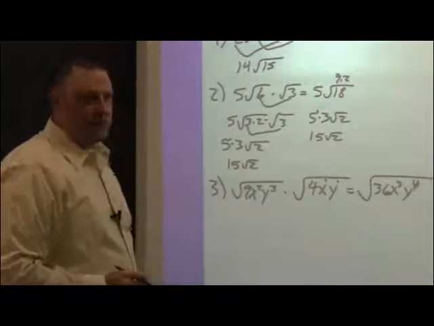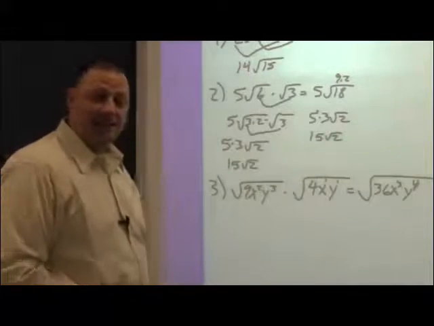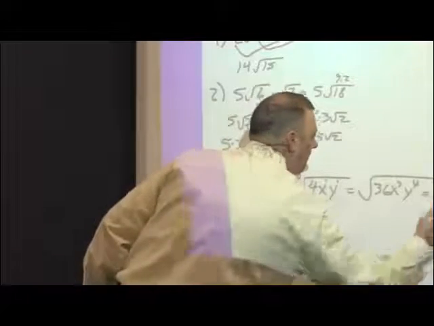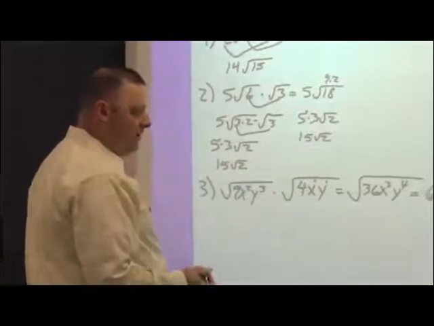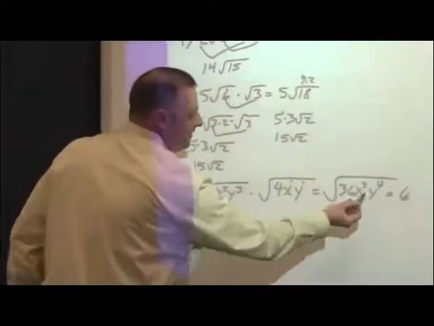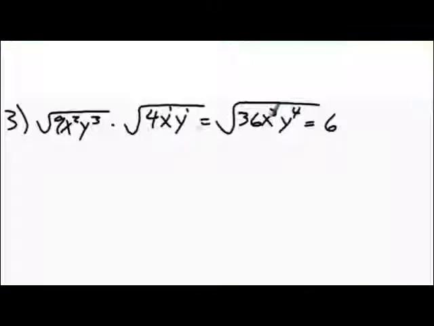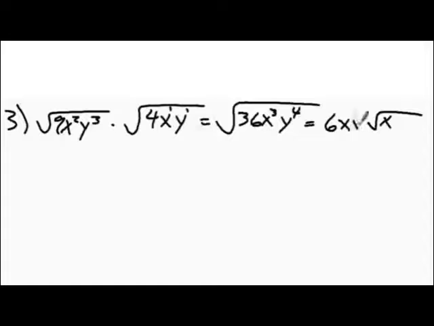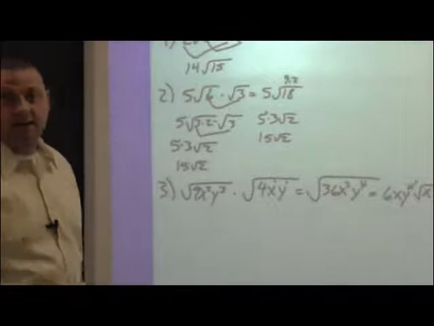Now let's do each part separately. Square root of 36, that's a perfect square root. That's 6. And then we have to remember how we handle the variables. We have to divide 2 into each one. How many times does 2 go into 3? 1 time. So you're going to have an x on the outside, and then 1 left over inside. Now how many times does 2 go into 4? Twice. So you're going to have y squared with no y's left over inside. And that's your final answer.